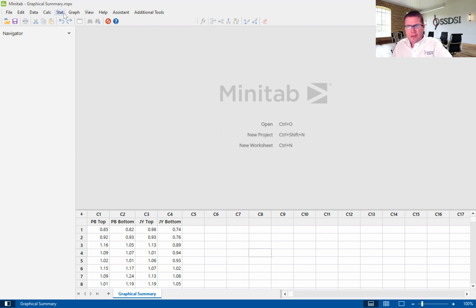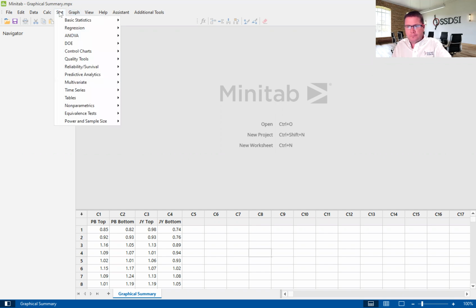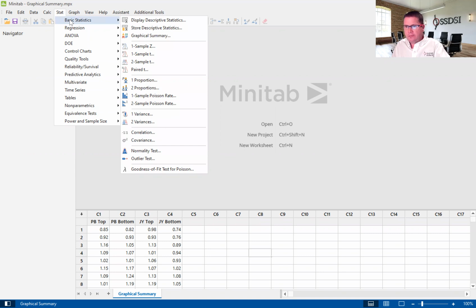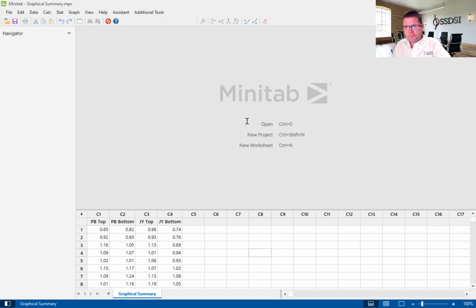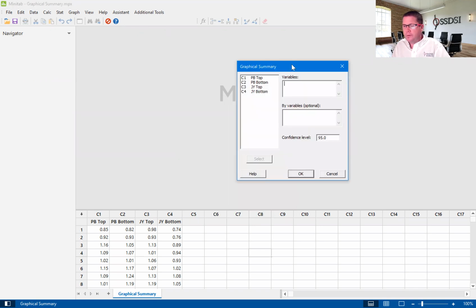So in order to get to the graphical summary, we are going to go to Stat, Basic Stats, and Graphical Summary, which will open up this dialog box.